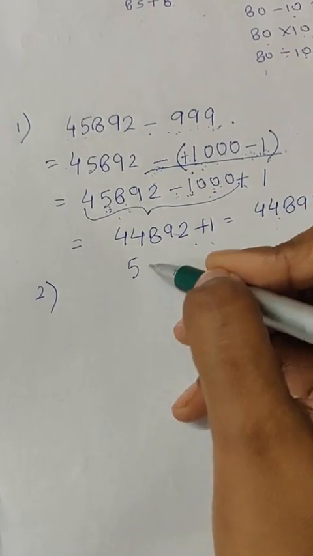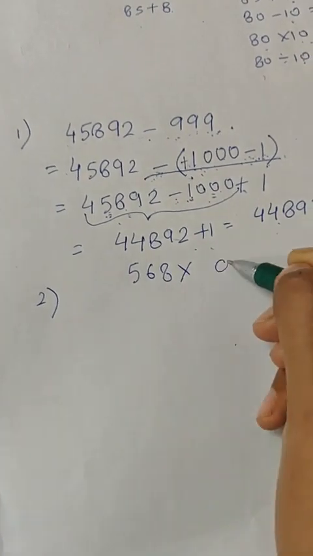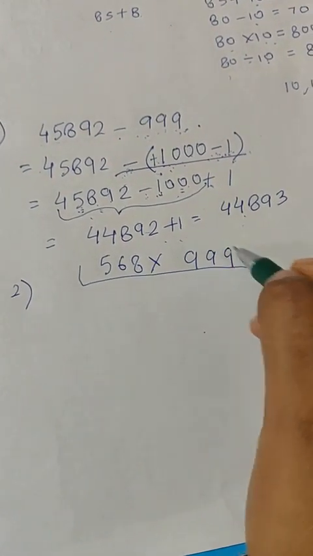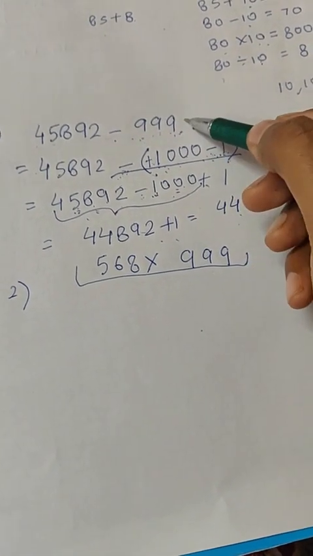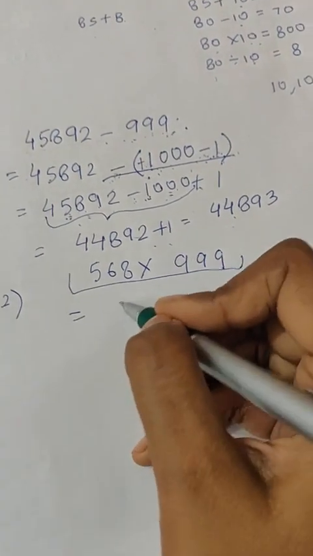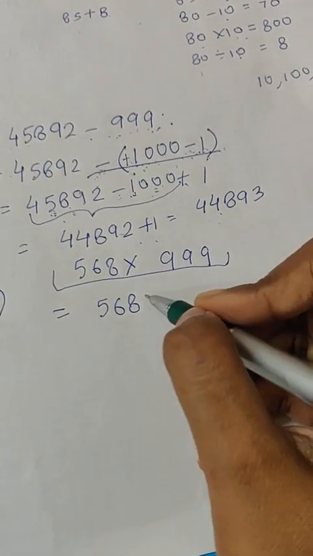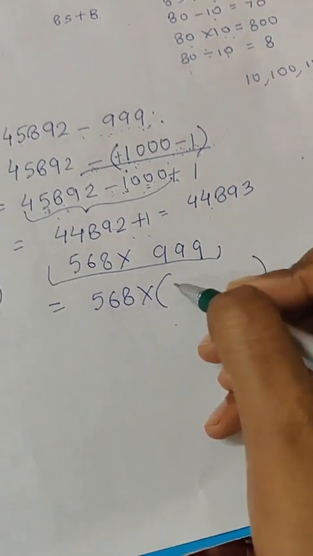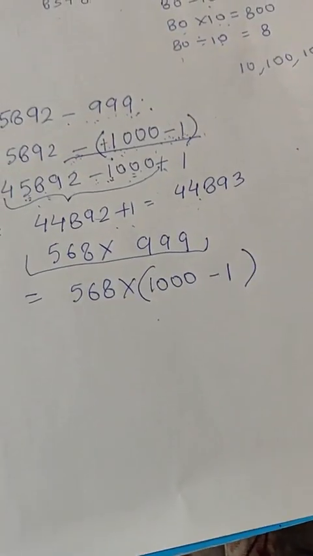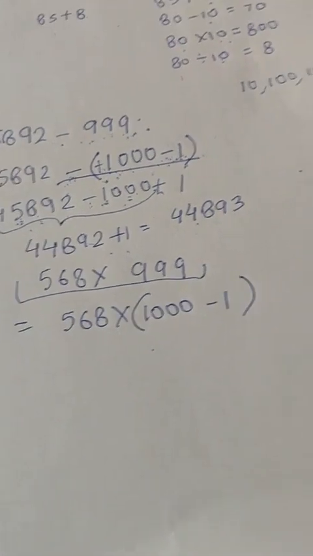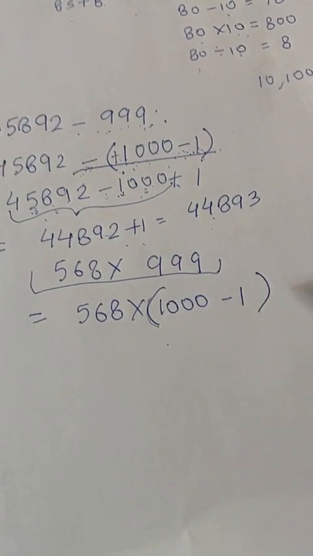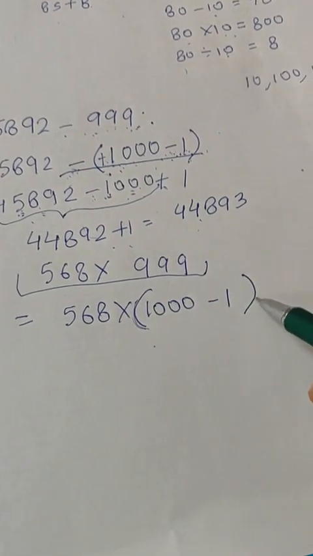So now we come to the next question. The next question is 568 into 999. Now this is another type of question again, but you can definitely write 999 the way you wrote 999 here, 1000 minus 1. Similarly here you can write 568 into 1000 minus 1. Now you all must have heard of distributive property. Now what is distributive property?